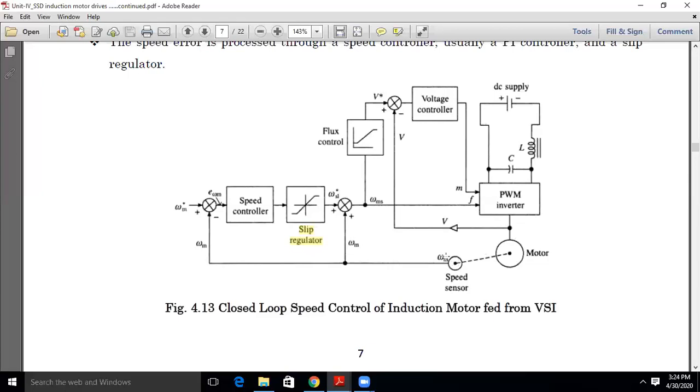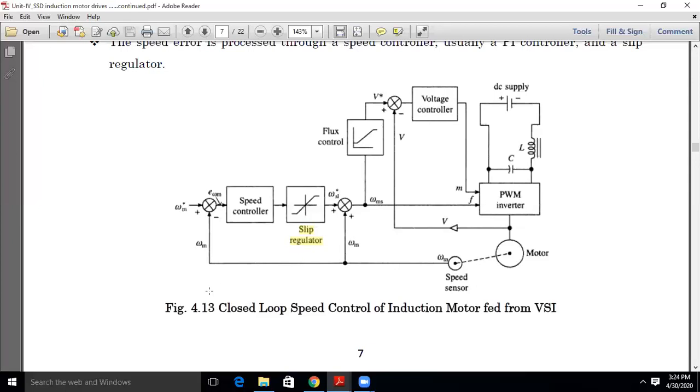Now, the required speed at which I need to operate this induction motor, I am setting as omega m star. This is the reference speed. This reference speed says that the induction motor is required to operate at this particular speed.